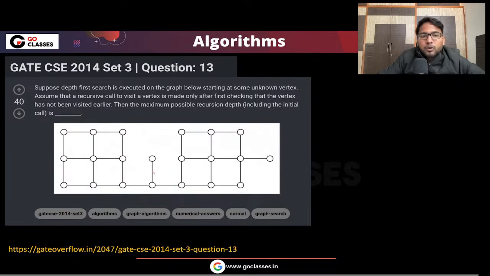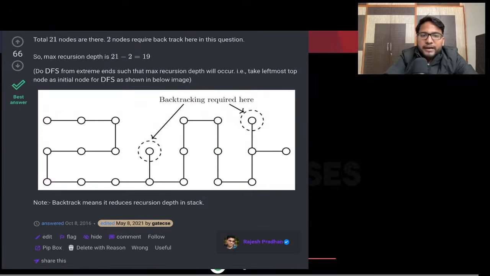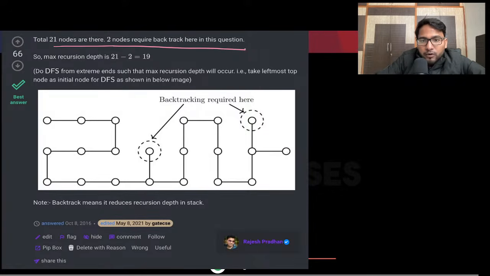So what is the answer here? Let me know what answer you are getting. It seems like 19 is the answer. Great. There are 21 nodes in total, and 2 nodes require a backtrack in this question. So you can go like this, in a zigzag fashion. Just an aptitude kind of question. I hope you understood.